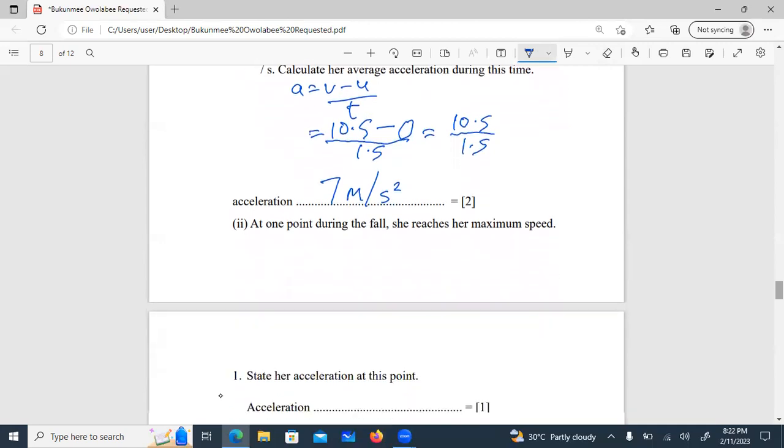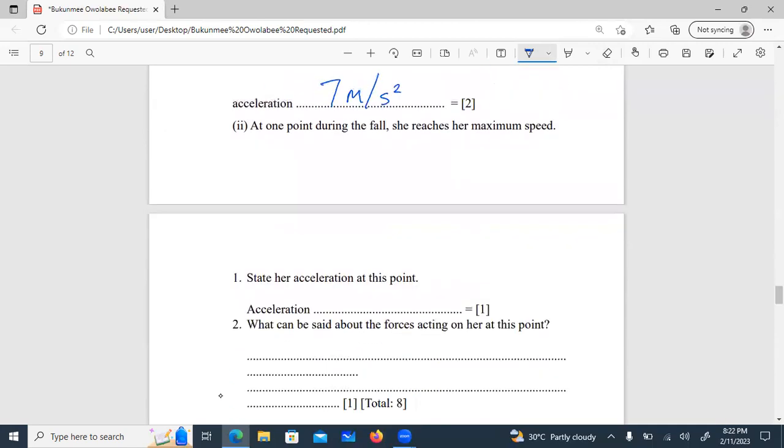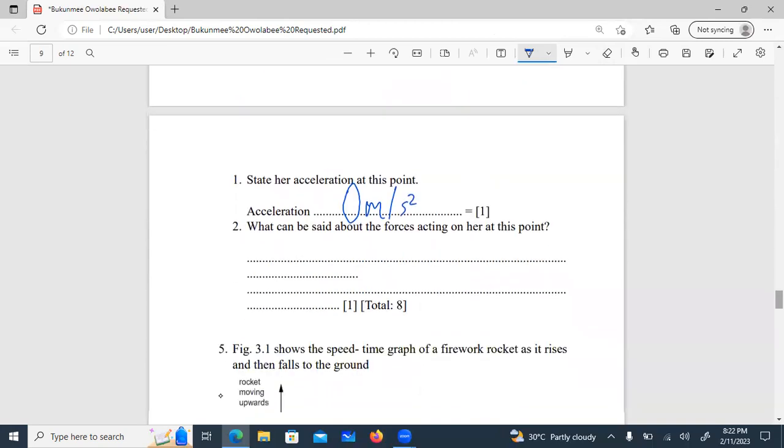At one point during the fall, she reaches her maximum speed. State her acceleration at this point. Whenever you attain maximum speed, take note that acceleration is 0 meters per second squared. At maximum speed, acceleration is always 0.